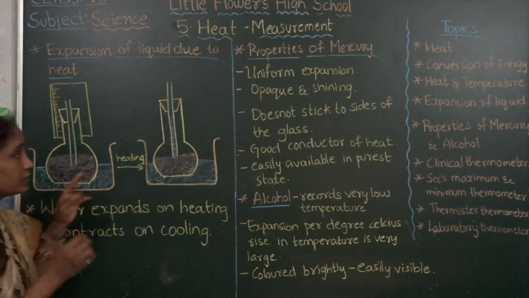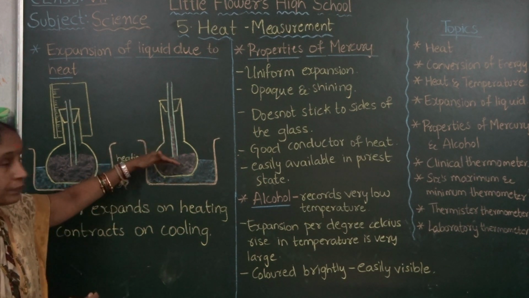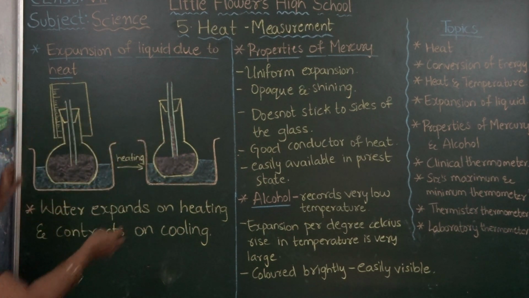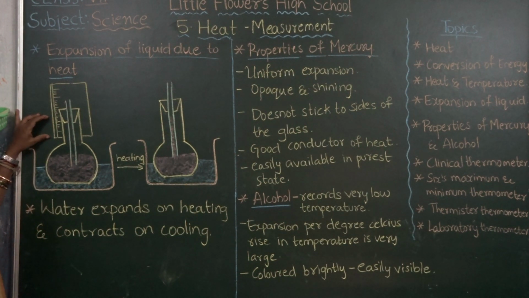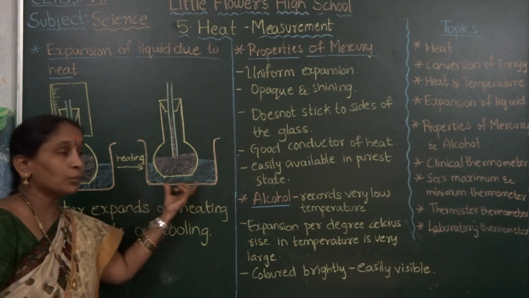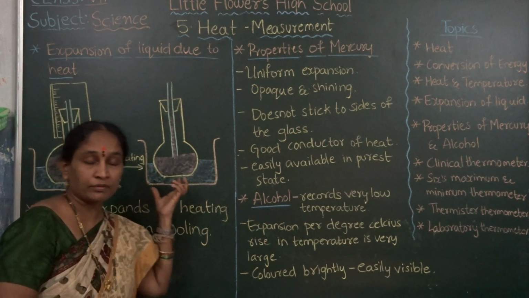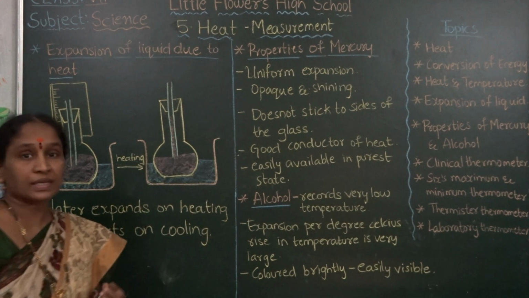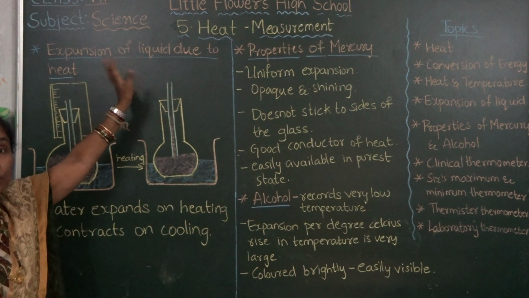We will find the first initial reading. Then whenever the water is heated, the level of the mercury column increases. You note the second level of the mercury column. The difference between the two levels on the scale is the expansion of that liquid. While heating, the volume of liquids will increase. That is the experiment to show the expansion of liquids due to heat.